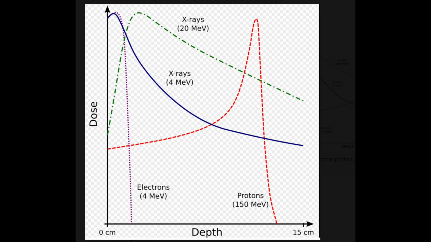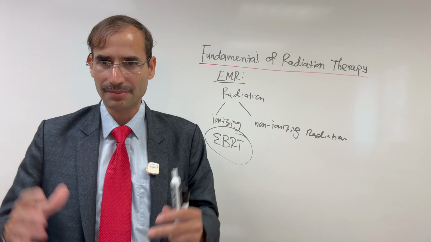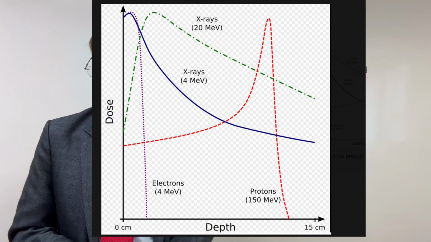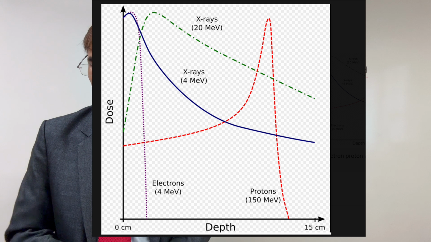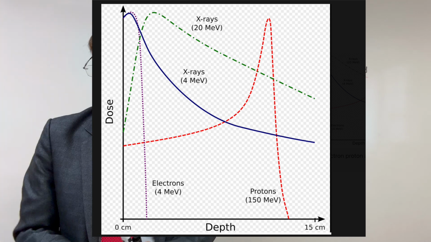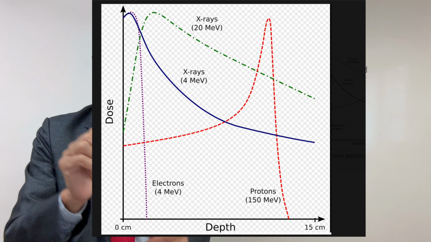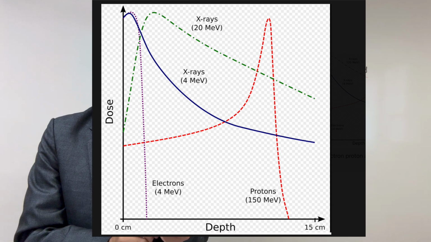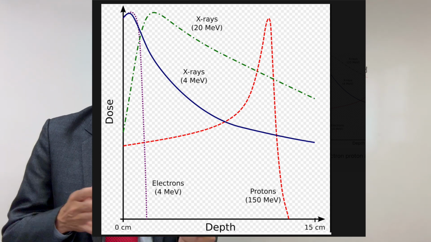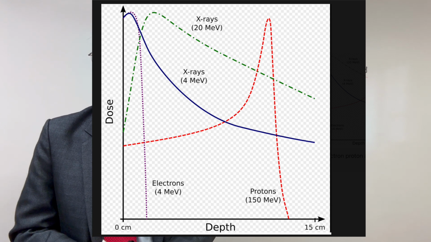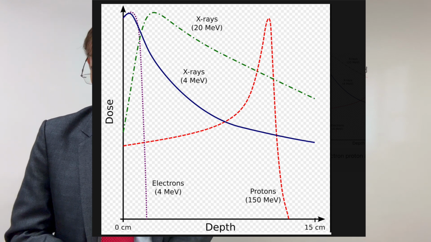If you look at the electron, here with 4 mega electron volt, which is the purple dotted line, you can see the behavior. It delivers most of the dose near the surface, around 1 to 2 centimeter. Then it drops sharply to 0 because it immediately delivers the energy nearby the skin, and deeper there is almost no energy. So yes, easy, right? It's good to spare the internal tissue.